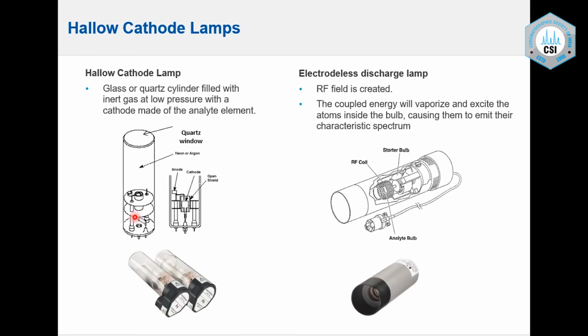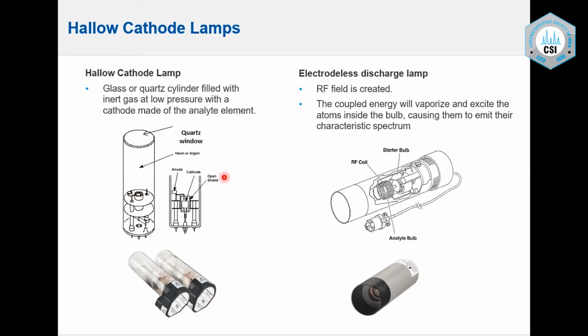Moving further, the hollow cathode lamps. There are different lamps available here in AAS. Mostly, most of the elements have a hollow cathode lamp. This hollow cathode lamp is a glass cylinder having a quartz window, filled with neon or argon gas, and it has a cathode and an anode. The cathode is made of the metal for which you want light. Suppose you want to analyze copper and want the copper wavelength, then this cathode is made of copper metal.